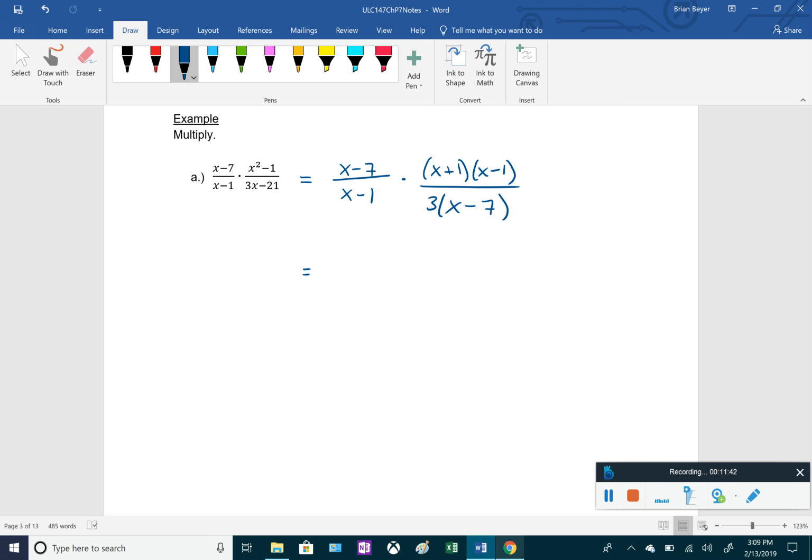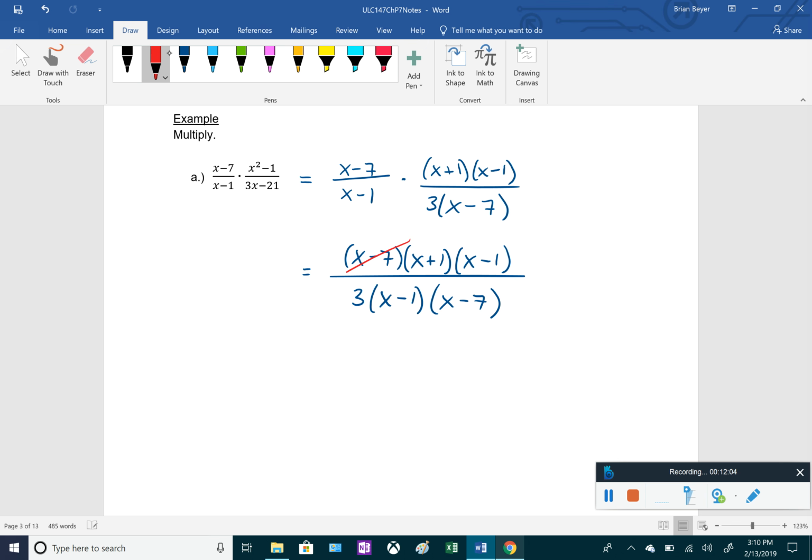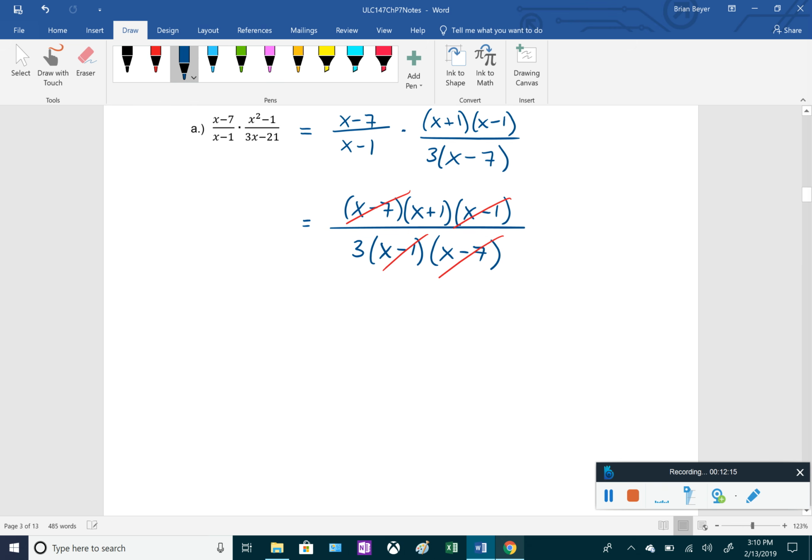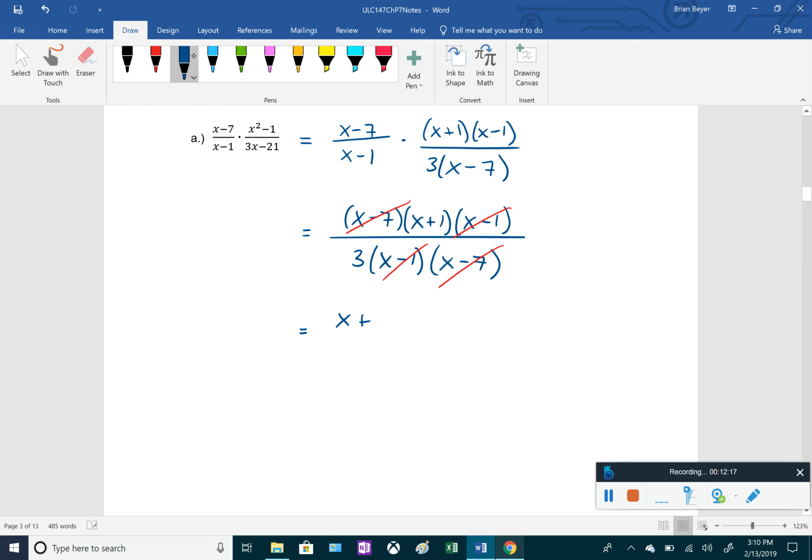So I'm going to write this as one big fraction now. We do need parentheses around the x minus 7 now that I'm writing it as one fraction. Multiply numerators, multiply denominators. I'm just writing the 3 out front because it looks cleaner. Cancel common factors. We have (x minus 7)/(x minus 7), (x minus 1)/(x minus 1). So we have x plus 1 over 3. So that's one way that we could write this.